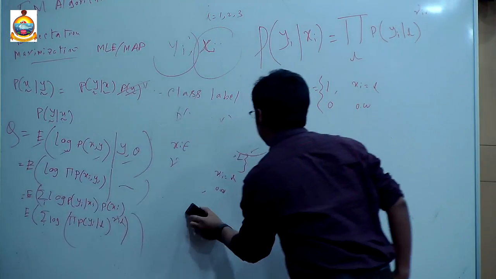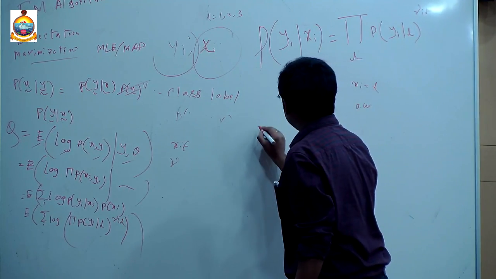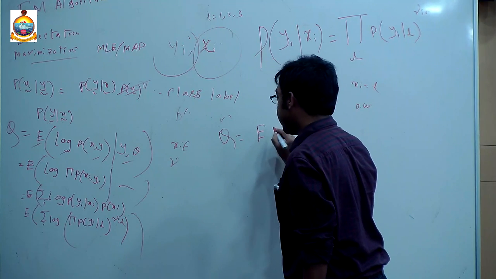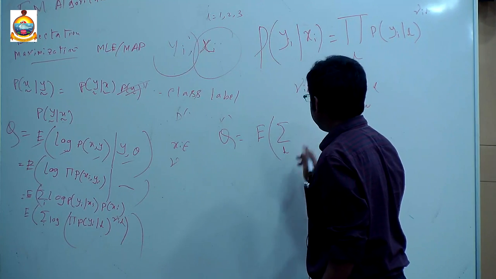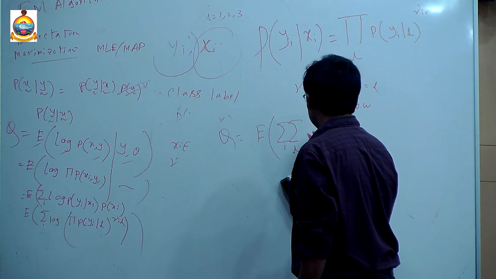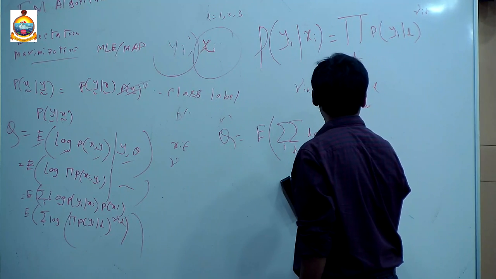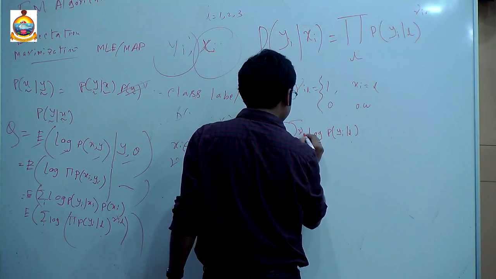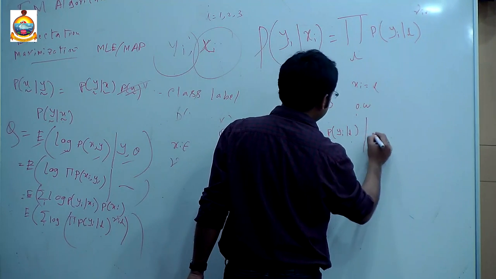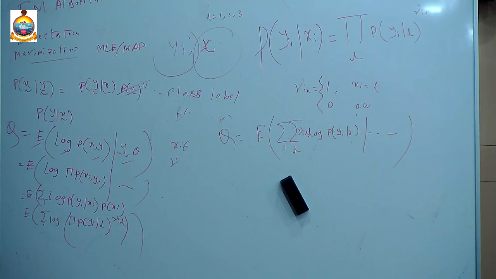So for each class you have a gamma L. Exactly. So the Q function now becomes the expectation of the sum over L of the logarithm of this, and there is still the dependency on the yi and theta. So that's okay. Expectation over summation.